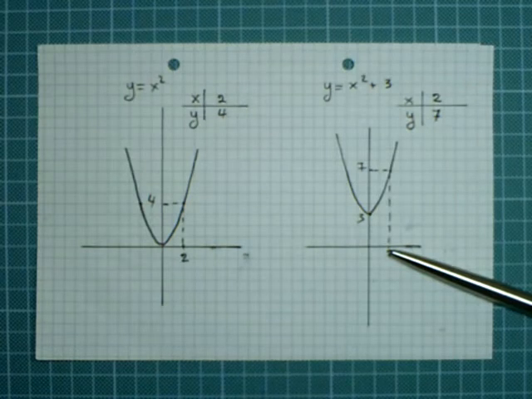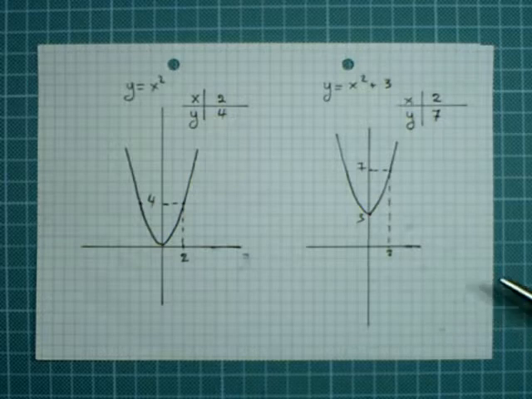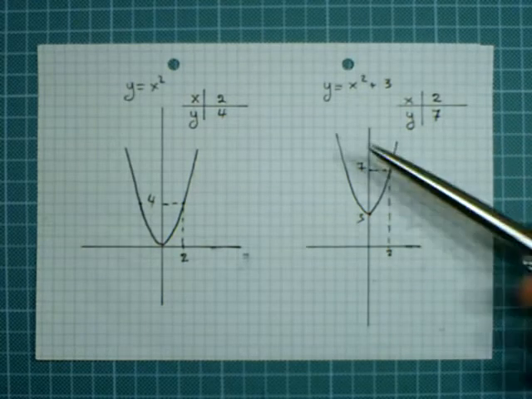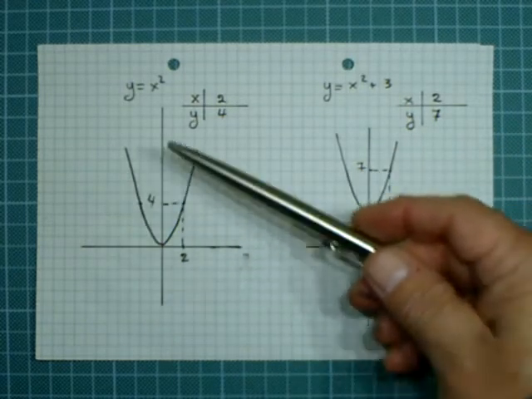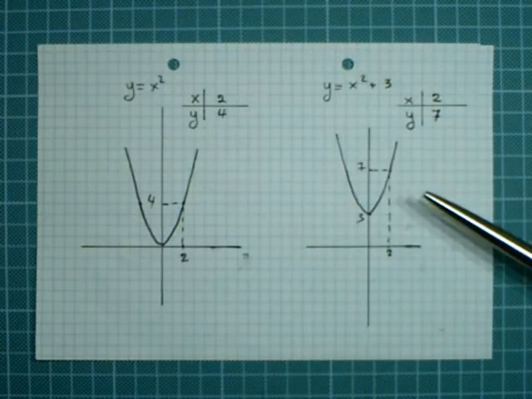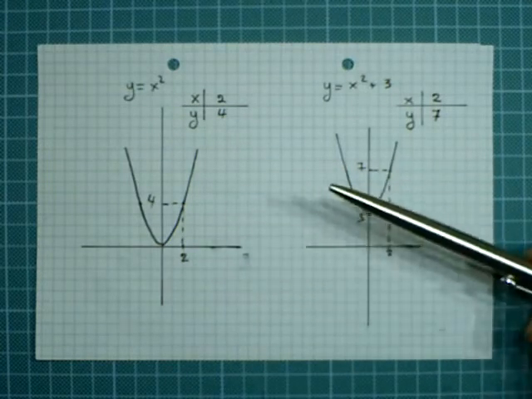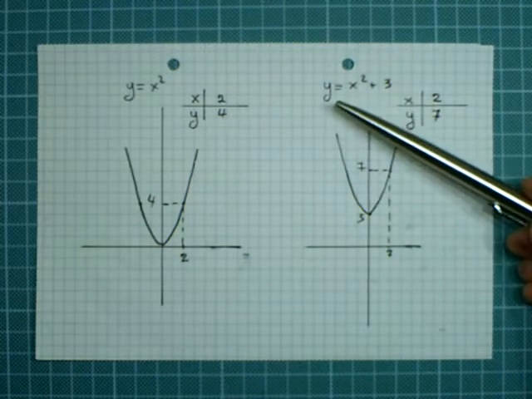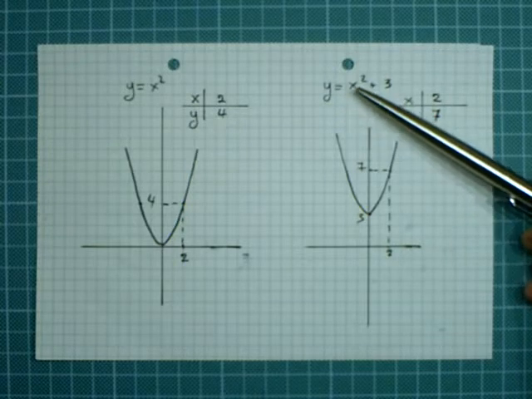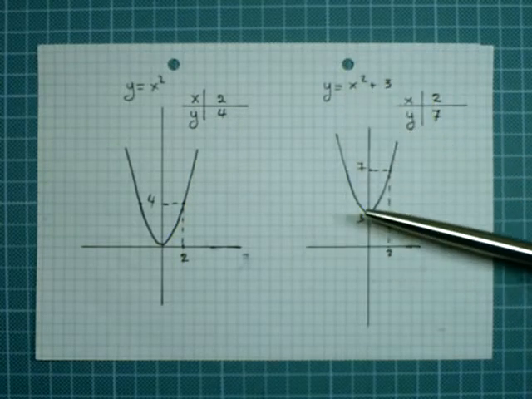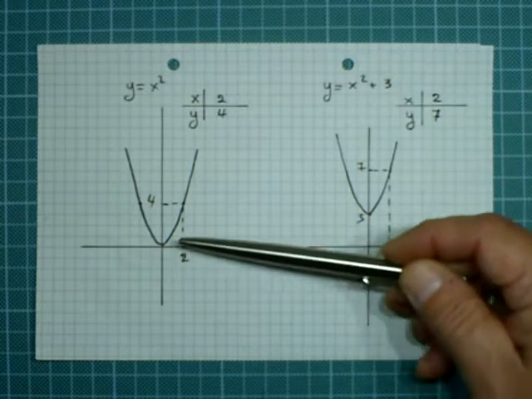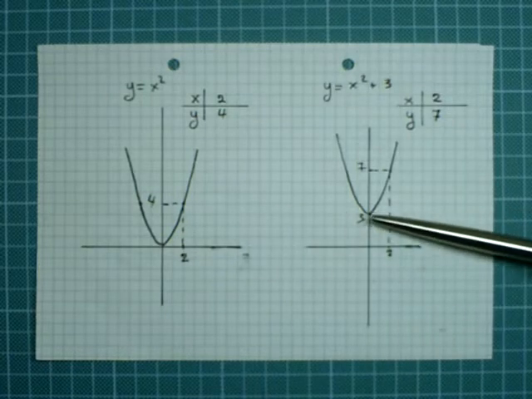Hi guys, today we are going to talk about graph transformations, and for each case we are going to use an example. Here we can see the graph of the function y equals x squared. Now what happens if we add, for example, the number 3 to the right hand side? Here we have the function y equals x squared plus 3. As we can see, our graph moves 3 units up from this point to this point here.